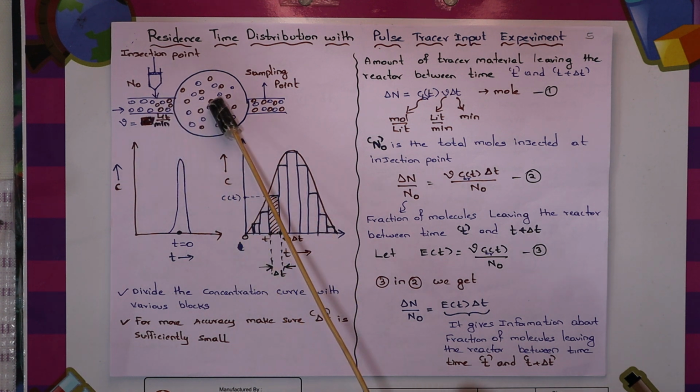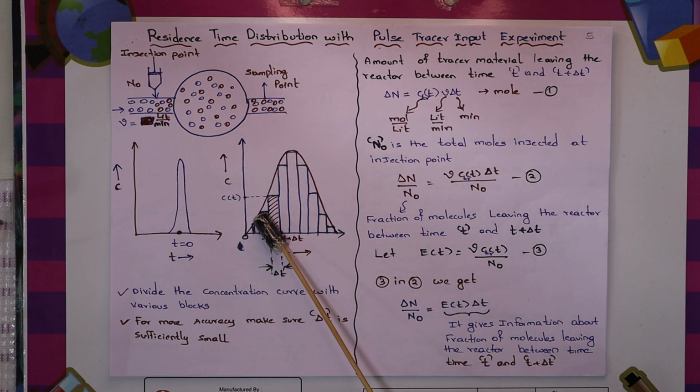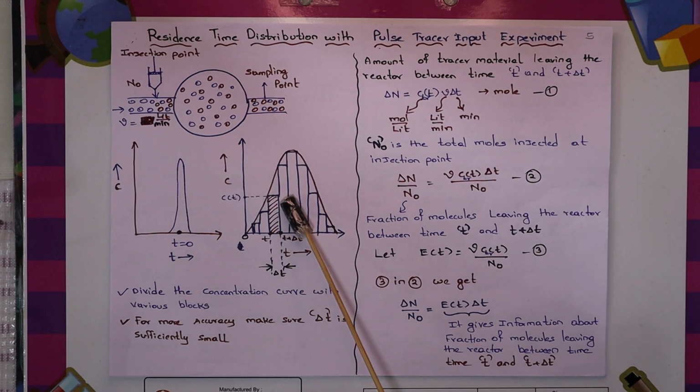If you put a tracer inside the reactor, this is how the residence time distribution curve looks. The concentration will initially rise and then drop. This is the inlet curve, meaning that at time t equal to 0, a certain amount is suddenly injected. This is the exit curve, showing how the concentration increases and decreases. To get information about the residence time distribution, let us divide this into a number of blocks. You can see I have divided the entire curve into a number of rectangles. The smaller the rectangle, the more the accuracy.